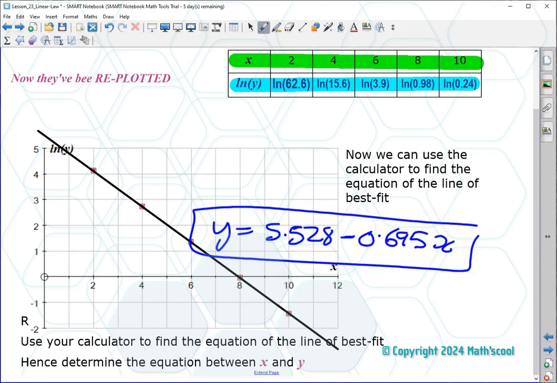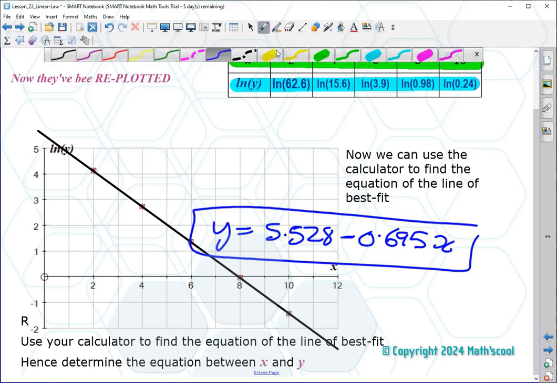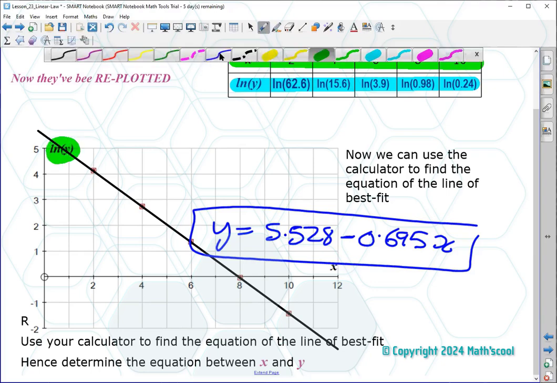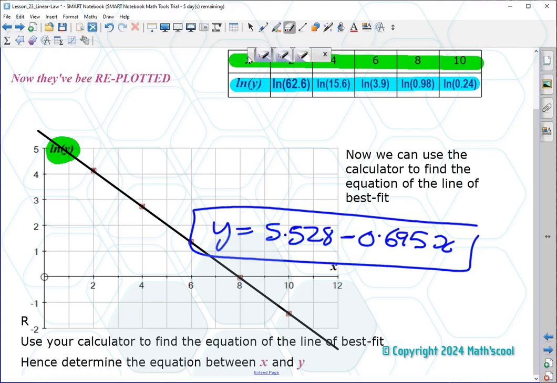Okay, so we've got our regression line, but remember the y-axis wasn't y. It was ln-y. So what I do to denote that is I rub this out. I don't call it y, I call it capital Y. Capital Y means Y that's been transformed, Y that's been changed. And if I've changed the X, I'd also call that capital X.